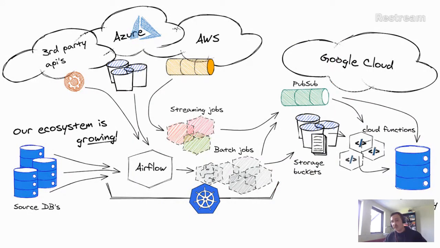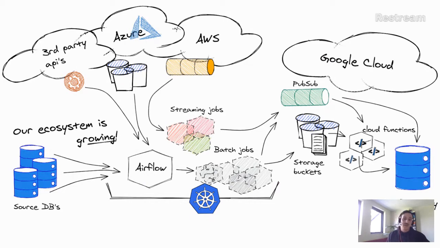At this time, we implemented Airflow into our environments. So Airflow is a workflow management system written in Python, usually used for running data jobs, data workflows, or data pipelines. And once we implemented Airflow running on Kubernetes, our ecosystem started growing rapidly again.